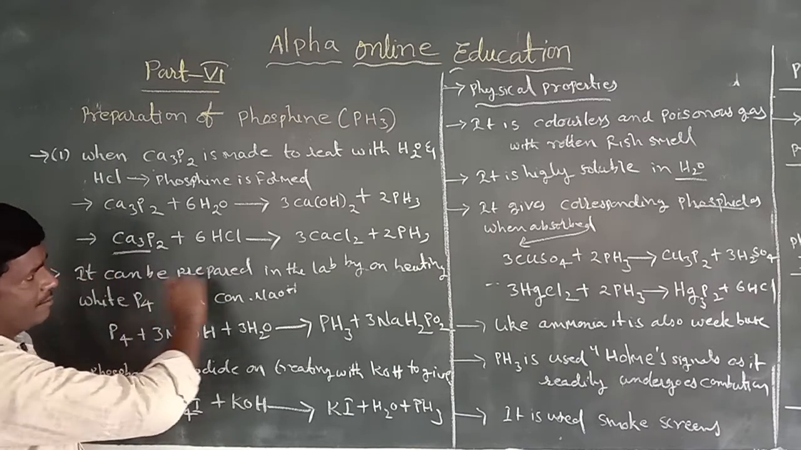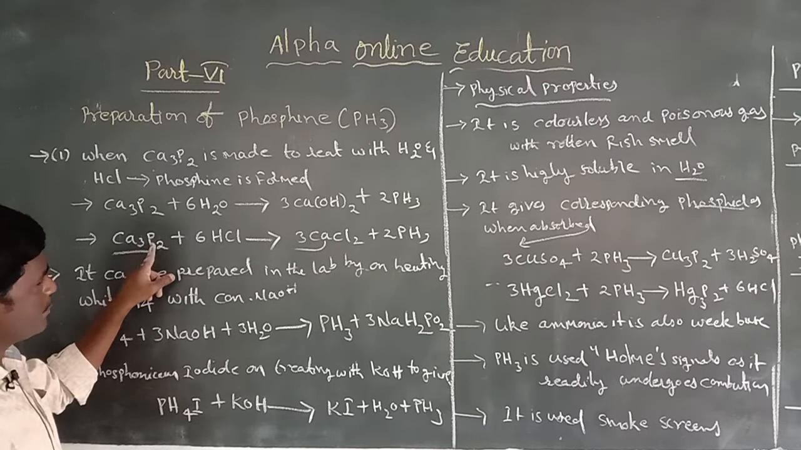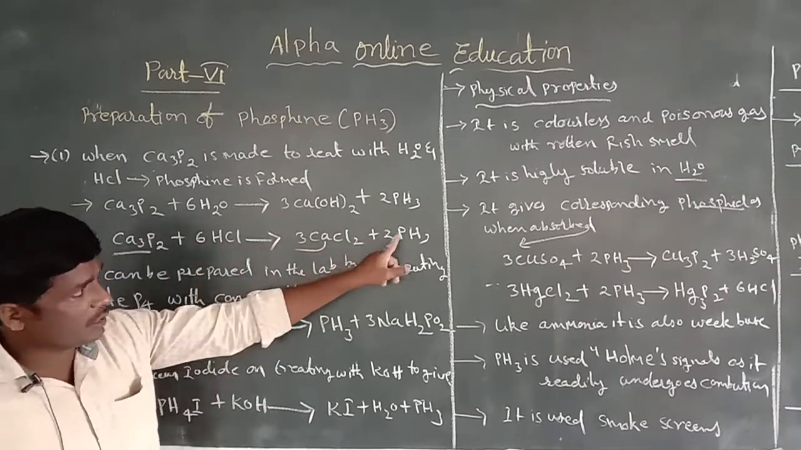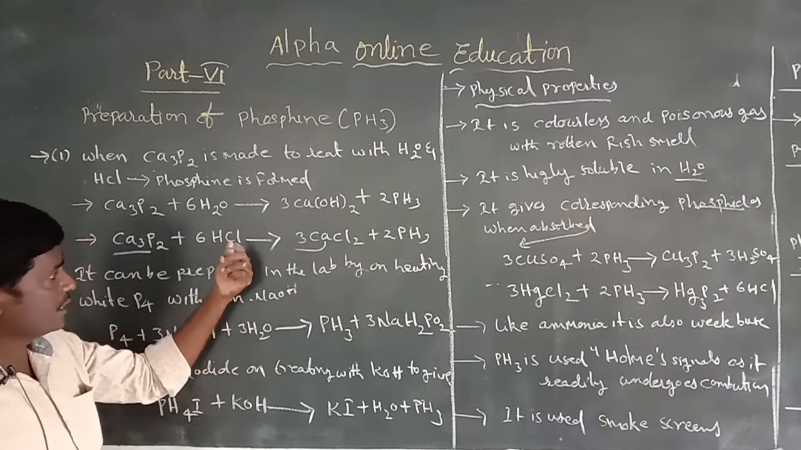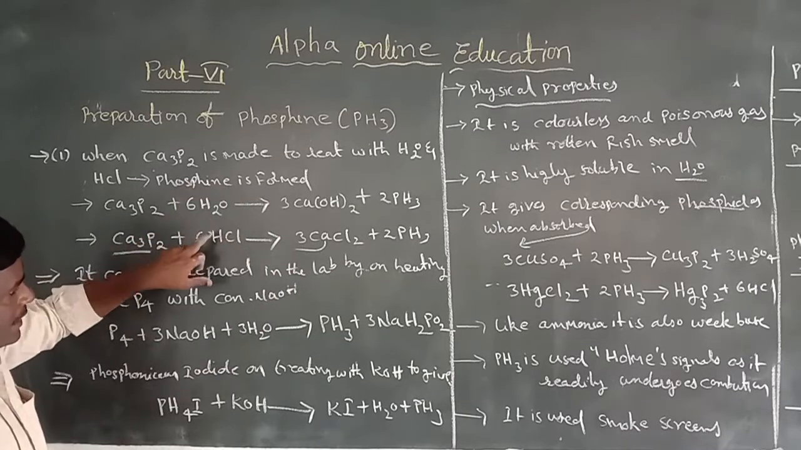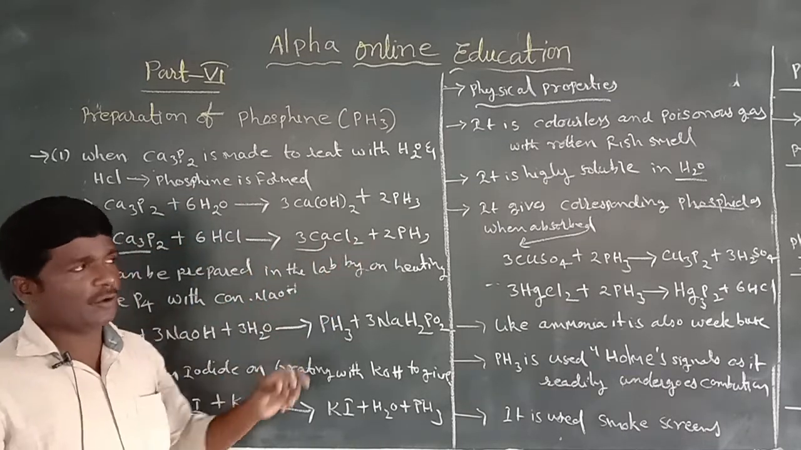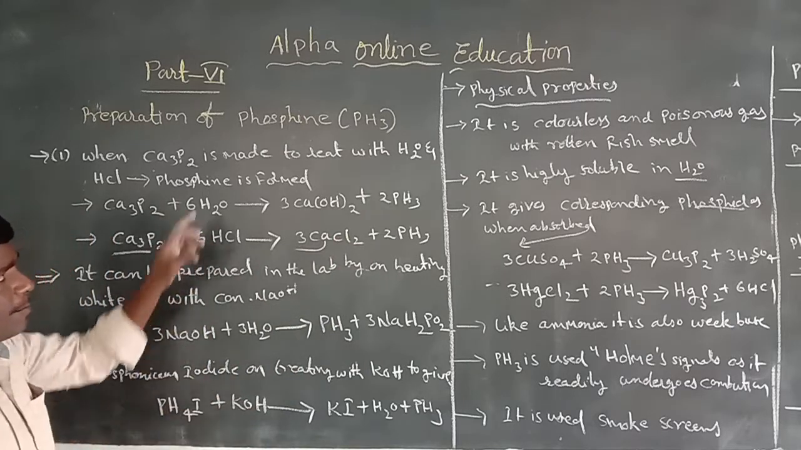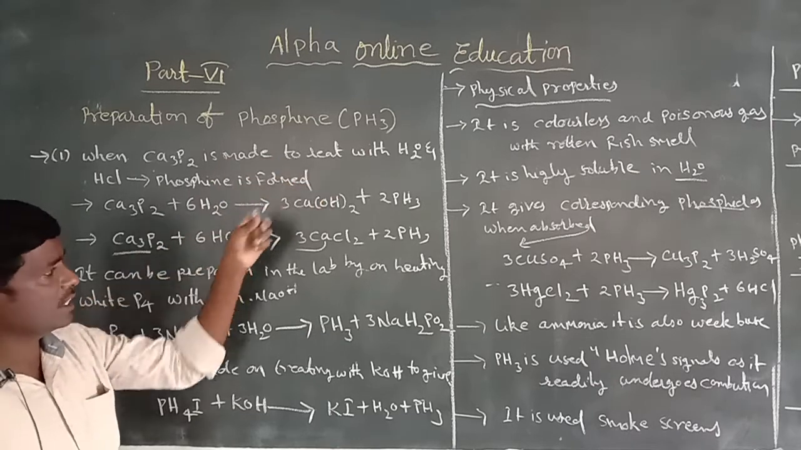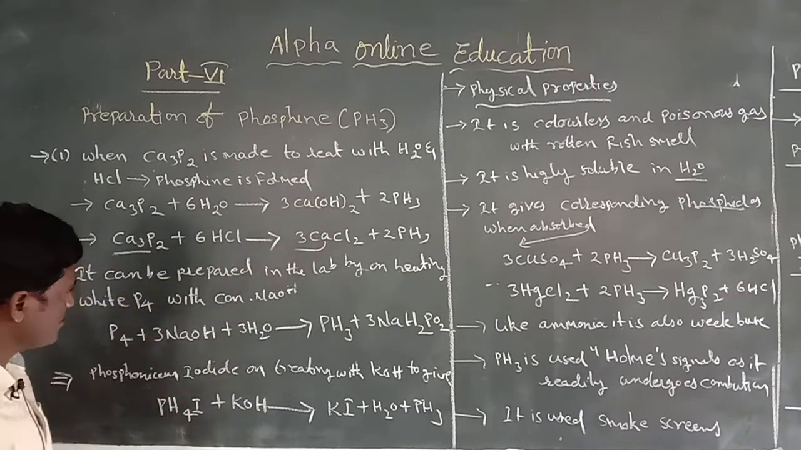3 calcium atoms, balanced. Next, 2 phosphorus atoms. Next, 6 hydrogen atoms, 2 into 3 is 6 hydrogen atoms. Chlorine, 6 atoms, 3 into 2 is 6 chlorine atoms. In this reaction all atoms are balanced between reactant and product. That is the preparation of phosphine with calcium phosphide reacting with the water molecule and hydrochloric acid, and then phosphine is formed.